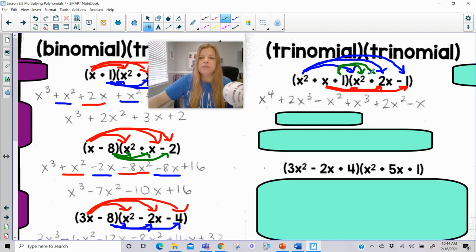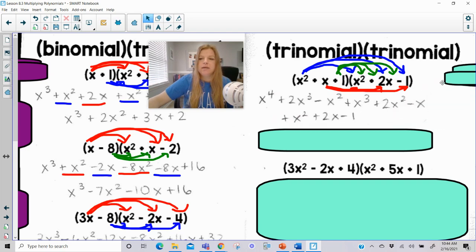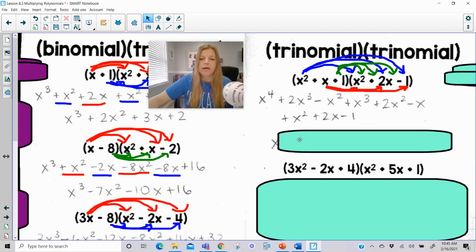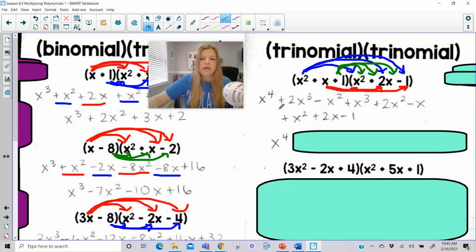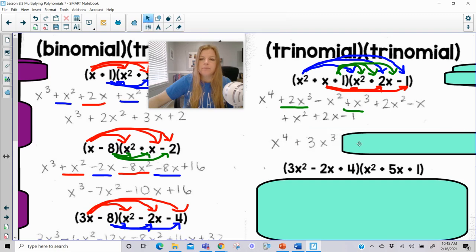So this is the first time where we're doing a trinomial that's getting distributed. And so you don't actually have 2 sets of arrows, you actually have 3. We're multiplying everything by 1, so that's always easy. 1 times anything is always itself. And now combining like terms. So x to the 4th is first. Now let's see, I've got 2x to the 3rd plus x to the 3rd. So that's going to be 3x to the 3rd.